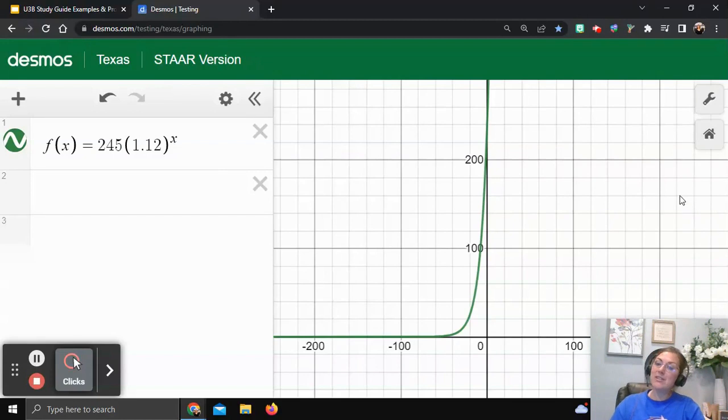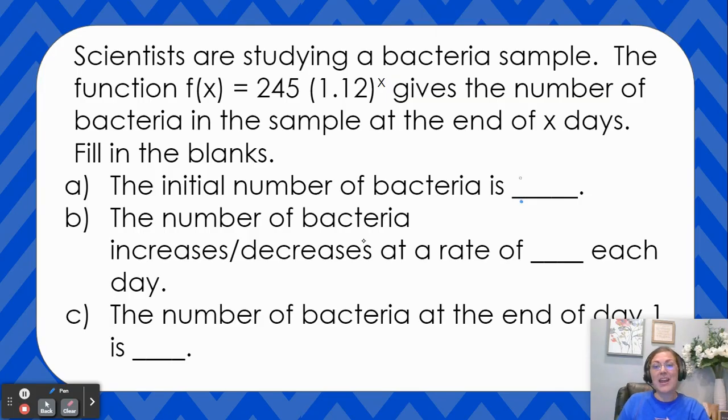So let's put those answers on our question. All right. So for part A, we found there were 245 bacteria at the beginning, the initial number. Remember, we clicked on the graph and we dragged it until X was 0. Then in B here, we know that the number of bacteria are going up. That's what increases means. But we want to know at what rate. Well, friends, this one we don't need the calculator for.